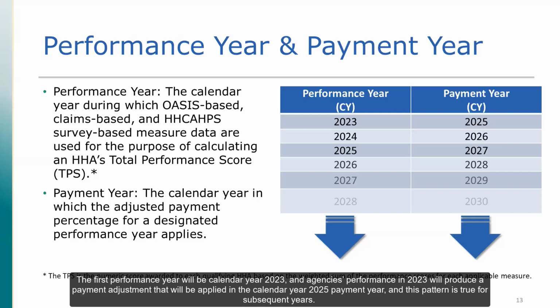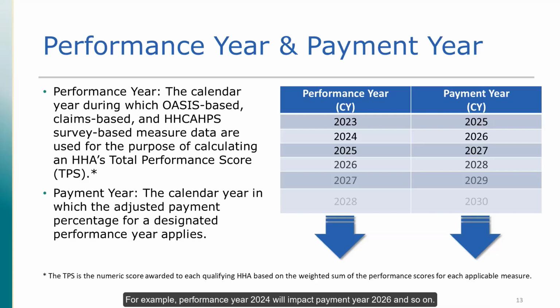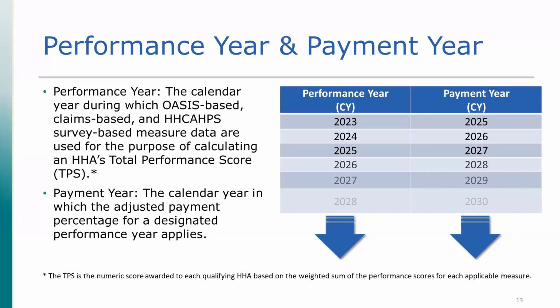The first performance year will be calendar year 2023. An agency's performance in 2023 will produce a payment adjustment that will be applied in the calendar year 2025 payment year. And this pattern is true for subsequent years. For example, performance year 2024 will impact payment year 2026, and so on.